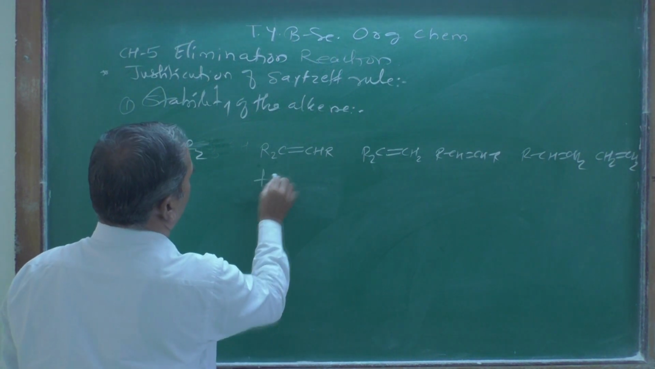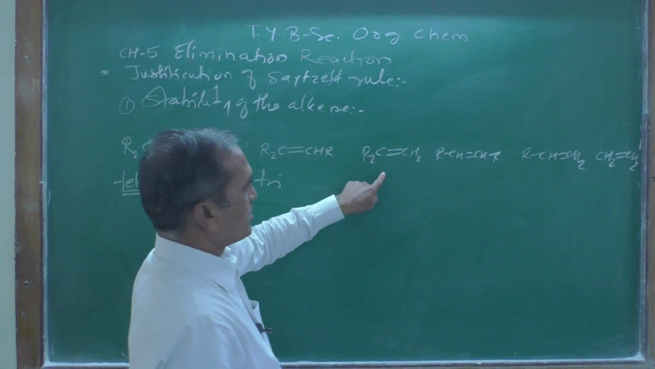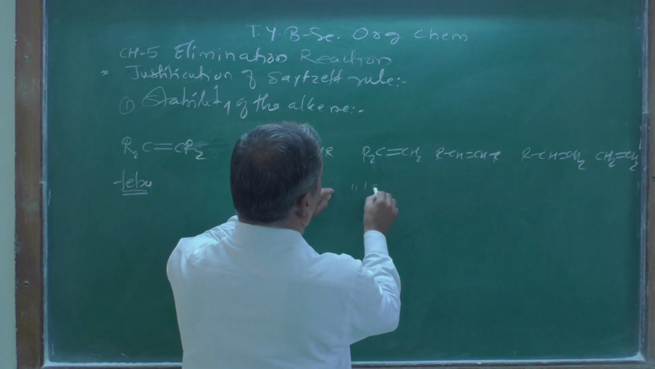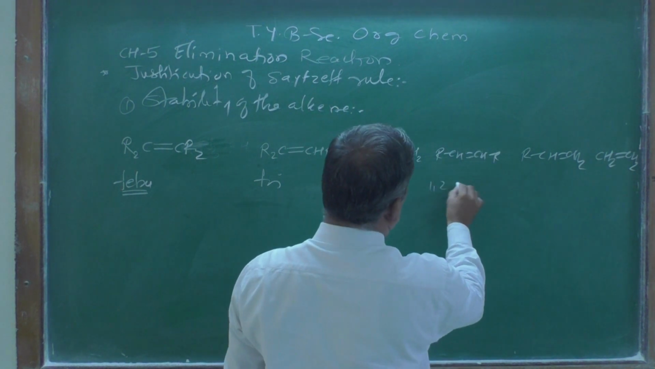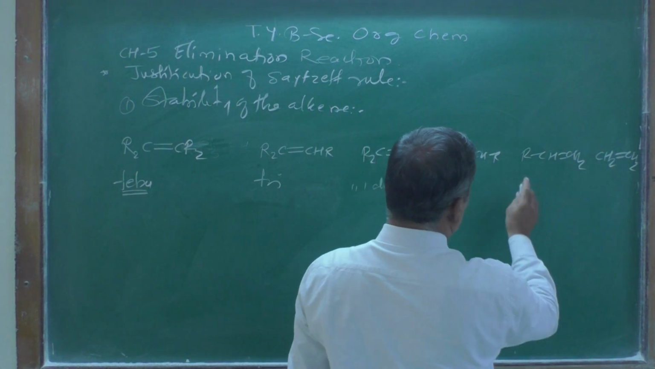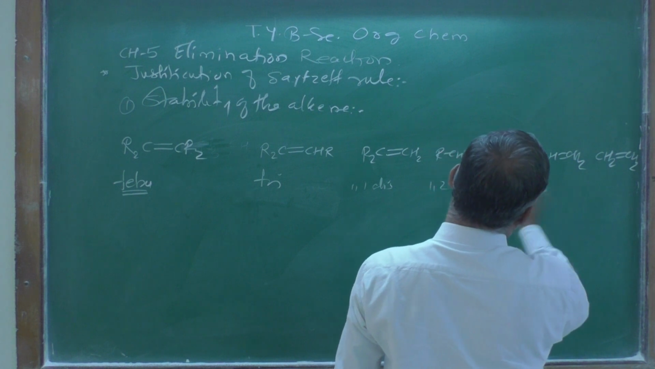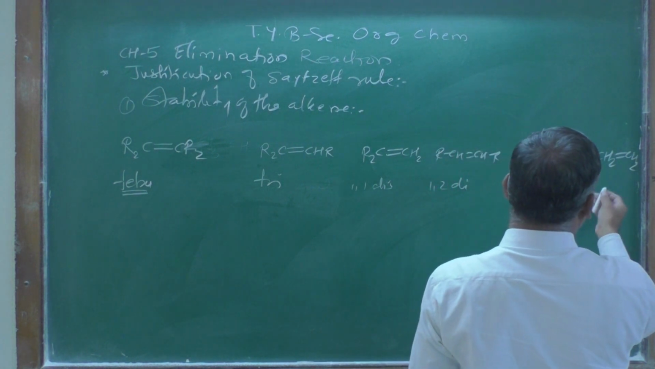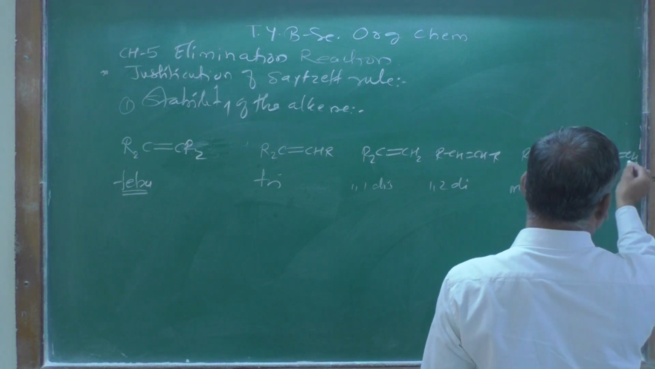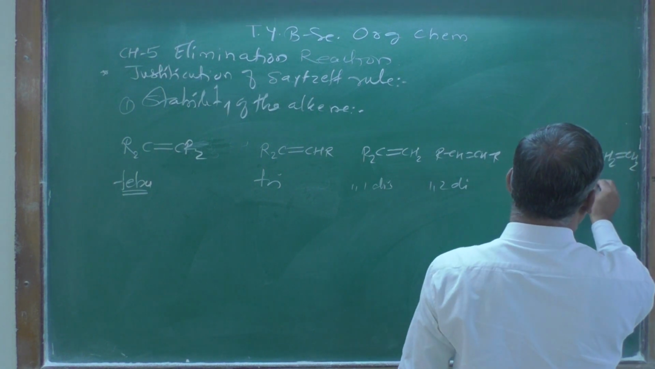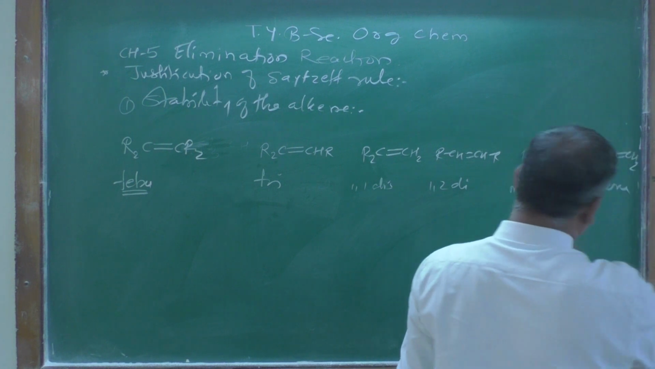Therefore this is a trisubstituted alkene, and this is a 1,1 disubstituted alkene. This one is a 1,2 disubstituted alkene. This one is a monosubstituted alkene, and this one is just the parent alkene. We can call it ethylene, right? Ethylene or the alkene.